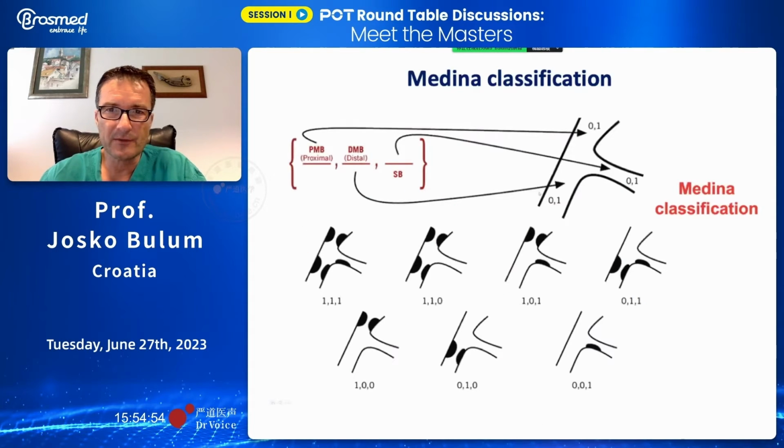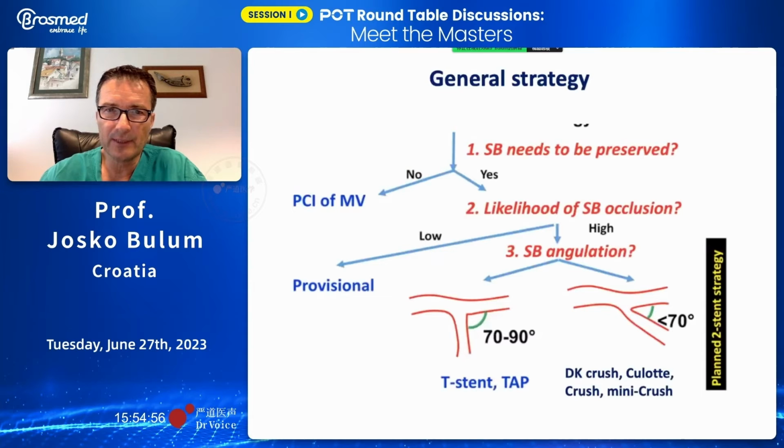Medina classification is very, very clear. And today, in our center in Croatia, in this part of the region in Europe, we choose between the provisional stent technique, and in the case of a 2-stent strategy, the most commonly used techniques are T and protrusion and DK crush.